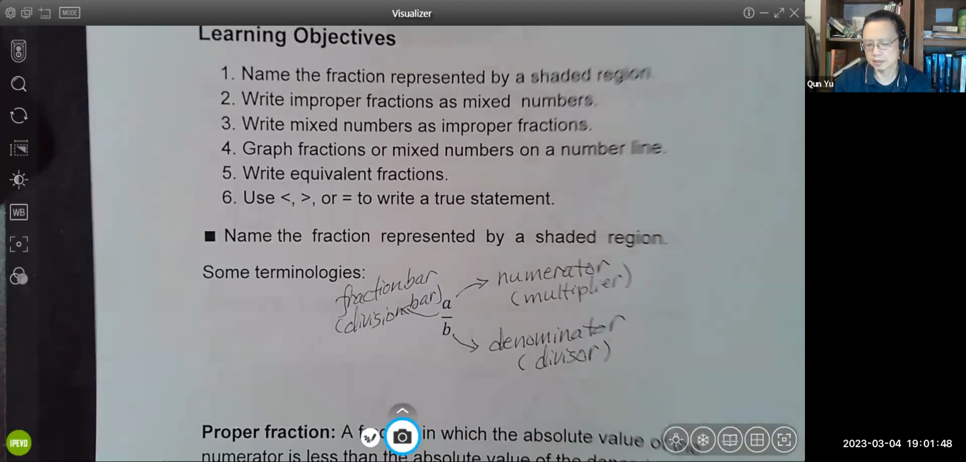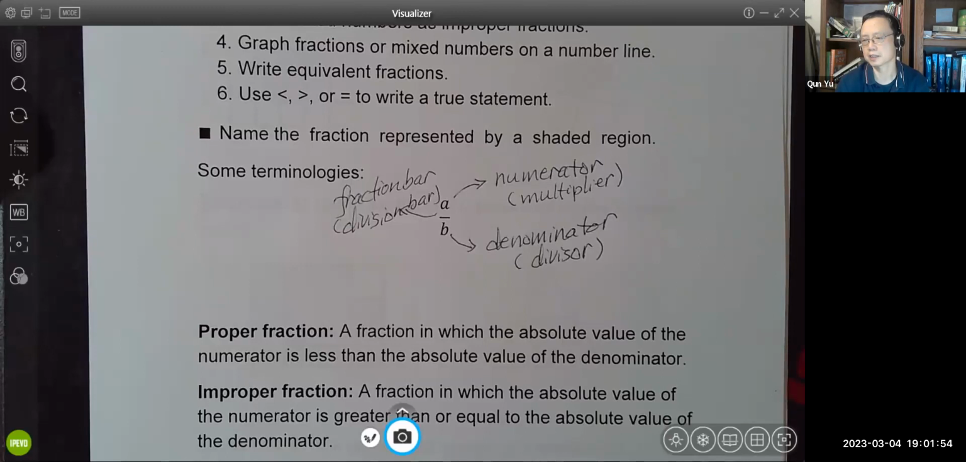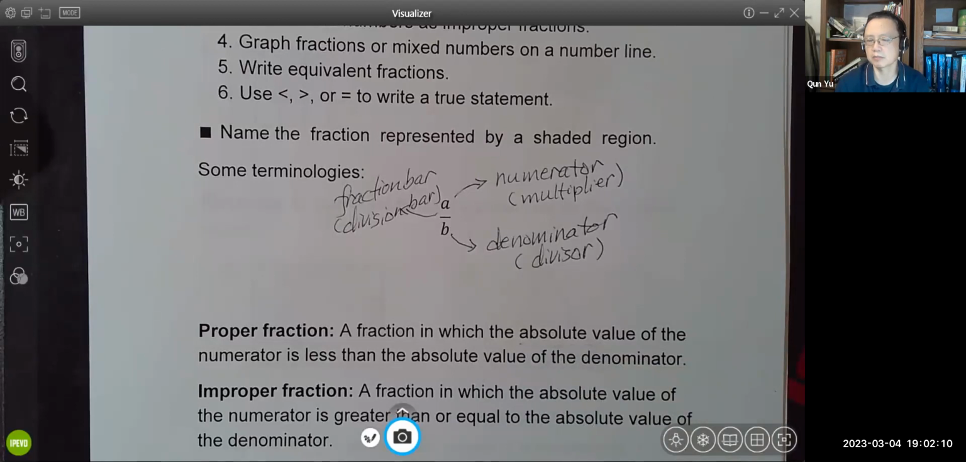Now, our next terminology is called proper fraction. So what is a proper fraction? When the number on the top is smaller than the number on the bottom, it is called a proper fraction. When we talk being bigger or smaller, we refer to the absolute value. We only look at the size of the number. In other words, you could have a negative proper fraction and a positive proper fraction. We just compare the pure numbers. If the number on the top is smaller than the number on the bottom, we call it a proper fraction.